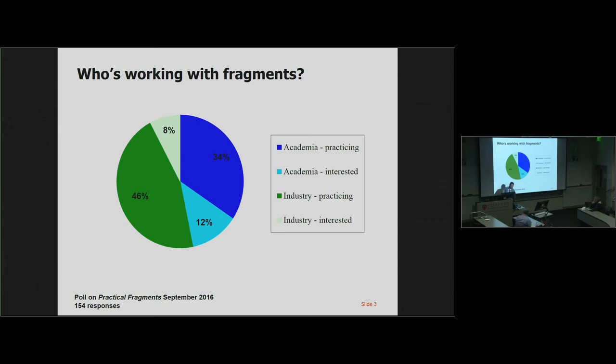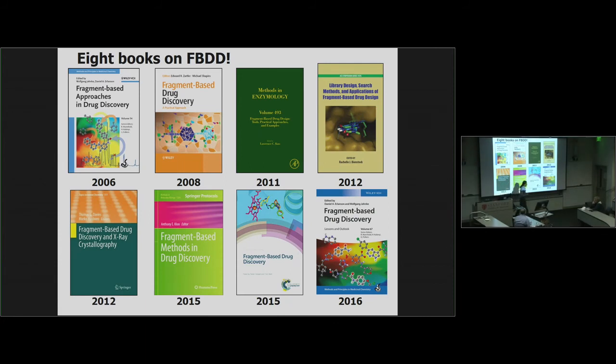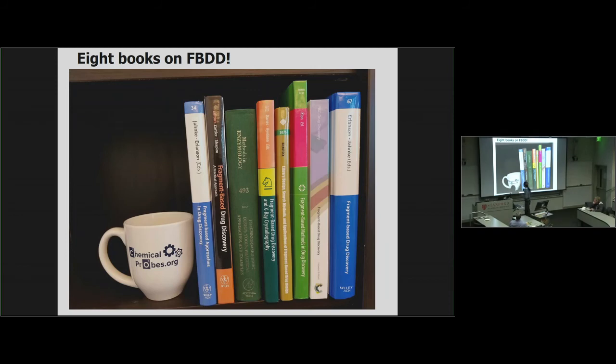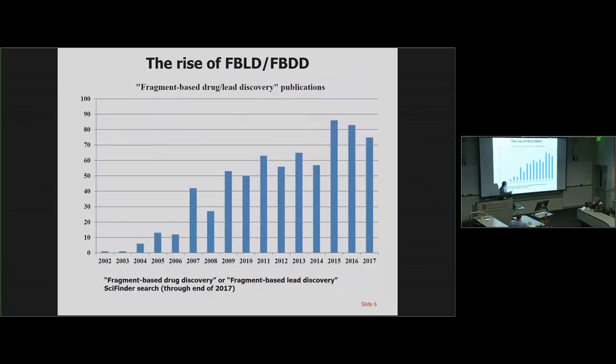And there's been a lot written on this topic, including 8 books. Kevin mentioned one that I just co-edited recently with Wolfgang Janke from Novartis. And I confess I actually do have all of these. They take up a nice little space on my bookshelf. And there's been a lot in the peer-reviewed literature as well. This is just looking at fragment-based drug discovery or fragment-based lead discovery in SciFinder over the years. You can see from the early 2000s, very few mentions up to a pretty nice steady state up here.